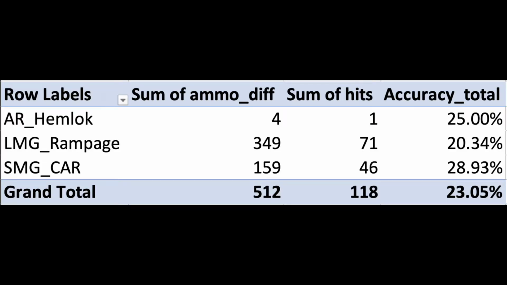That was a pretty good game, and we got second place, but let's see how we did. If we look at the data, we had around a 20% accuracy with the Rampage, and we shot a ton of bullets. With the car, we're rocking just a little under 30%. I feel like these numbers are very consistent with everything that we've been seeing.